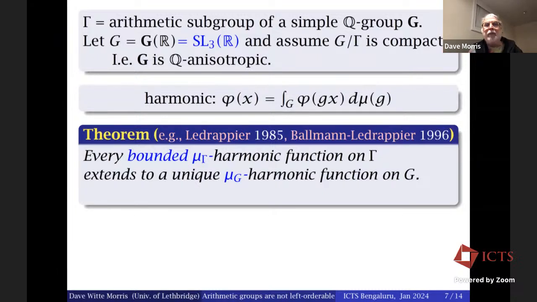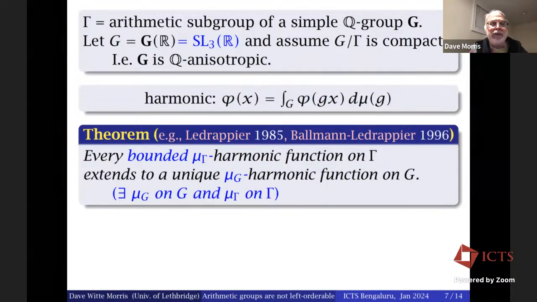And in fact, I'm going to give a proof that doesn't need this, but in the situation I've described at the top of the page here, we have to be careful. So let's assume our function is bounded. And what are these measures, mu gamma and mu G? They're not arbitrary. The theorem is that there exist a measure on G and a corresponding measure on gamma for which this is true, so that the harmonic functions on gamma can extend to be harmonic on G.